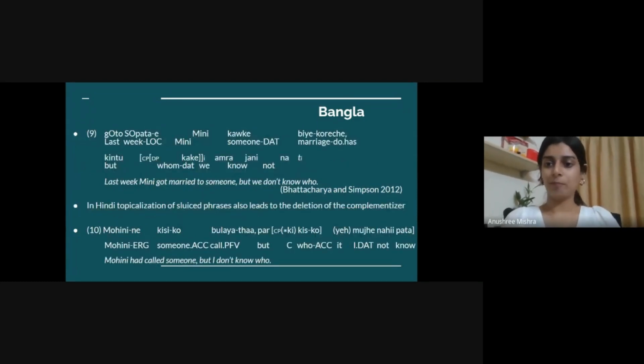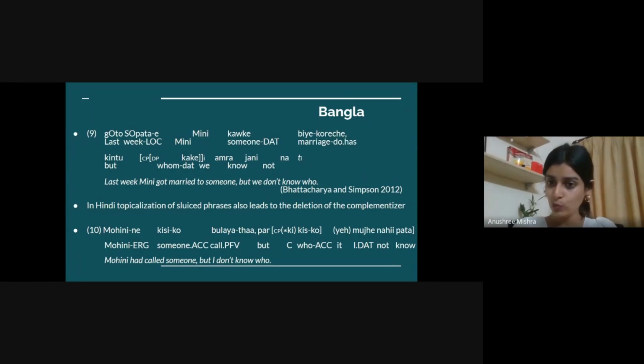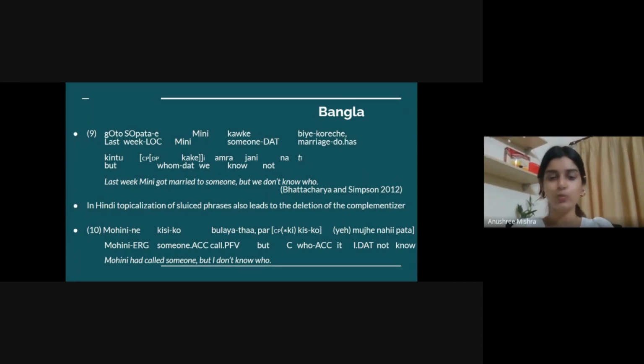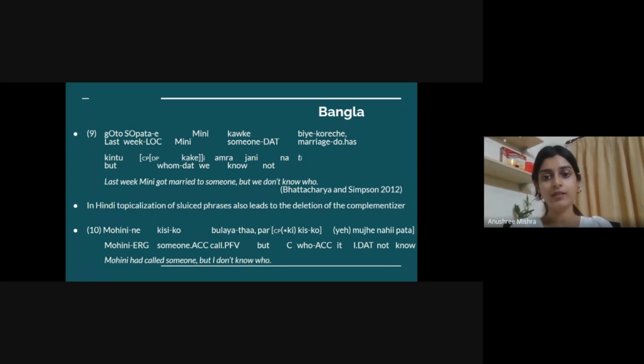So let's take a look at example 9, where the sluice has been raised to the topic position, which is higher than the embedded subject. In Hindi too, topicalization of sluiced phrases, which are mostly marked in nature, leads to the deletion of the complementizer. Look at example 10. मोहिनी ने किसी को बुलाया था, पर किसको ये मुझे नहीं पता. Now, what is observed from this section and from relevant literature is that when a WH phrase is topicalized in Hindi, the entire clause raises to a higher position, leading to the deletion of कि.